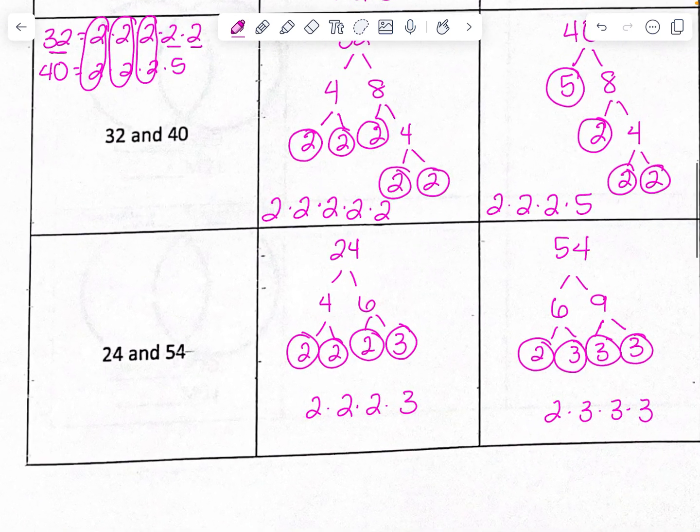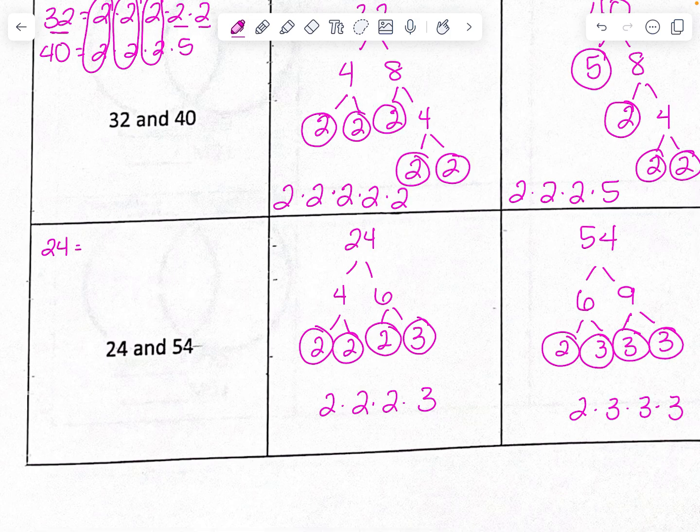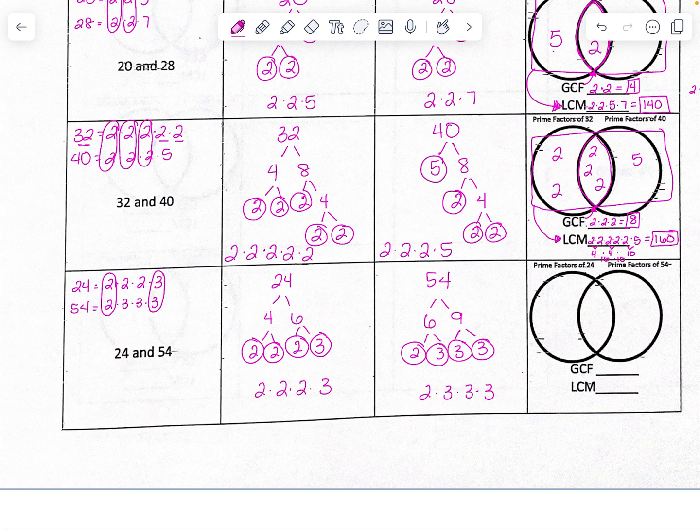Okay, go back over here to this first one. 24 is equal to 2 times 2 times 2 times 3. 54 is equal to 2 times 3 times 3 times 3. What do they have in common? They have one 2 and one 3, and that is it. So when I'm going over to my Venn diagram, the ones they have in common, they have a 2 and a 3. 24 has 2 2s that are not in common, and 54 has 2 3s not in common.